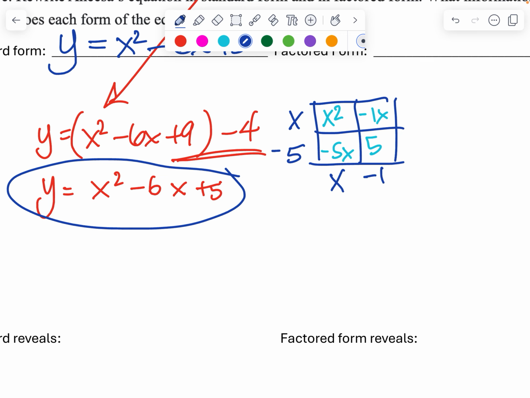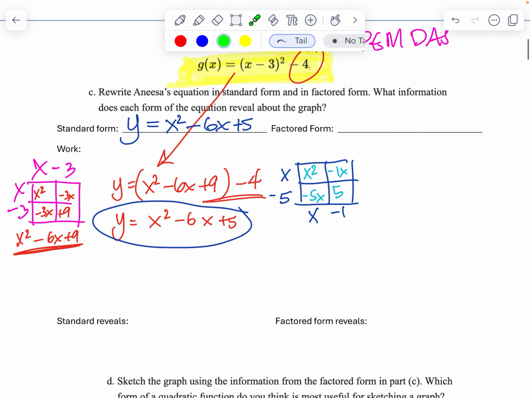And now if I double check and just see, okay, negative 5 times x, that one works with the signs. This one is a positive 5, that works. This is x squared, that works. And this is a negative 1x, that works as well. Okay, so we're good. We got it set up. So our factored form, we are now ready, excuse me, we're ready to write this down. So y equals x minus 5, x minus 1.